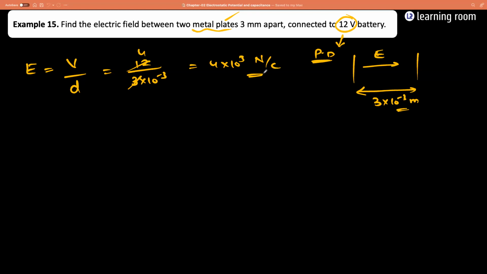So to be more specific, whenever they give you the values in terms of volt and meter, don't write it in Newton per Coulomb, write it as volt per meter. Shall I proceed? Yes, sir.